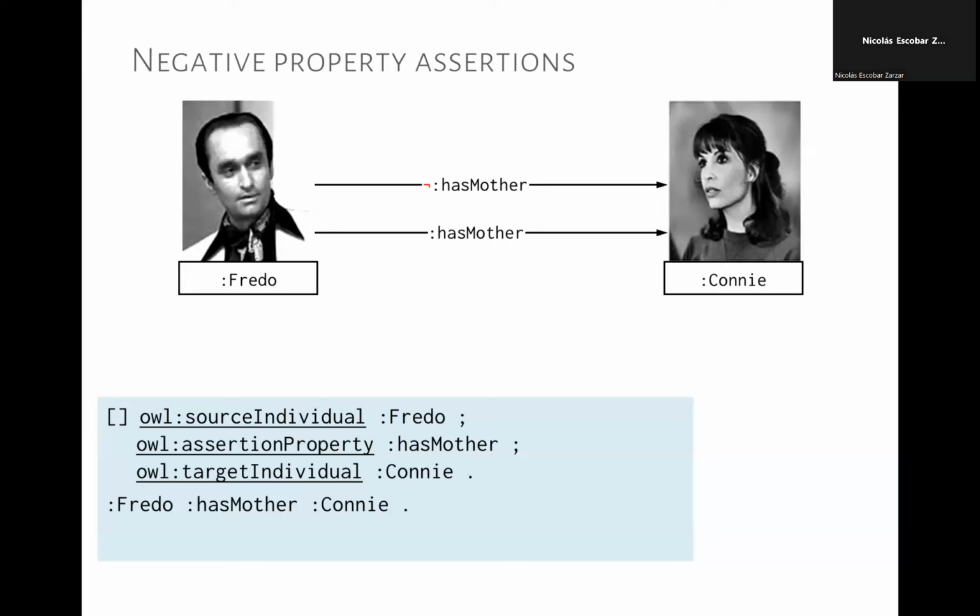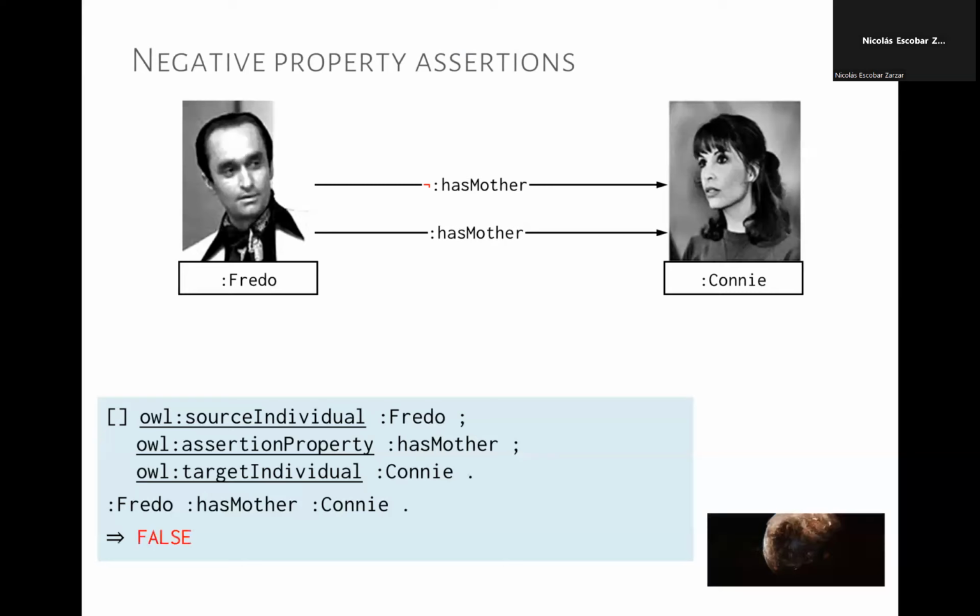And the conclusion here is false. We can't say Fredo does not have mother Connie and Fredo has mother Connie together. There's no way to resolve this.